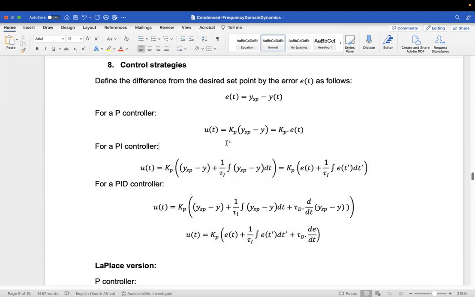So that's our PI controller. The KP is still out here. We keep that KP as multiplying everything, right? So that's the standard form for a PI controller.